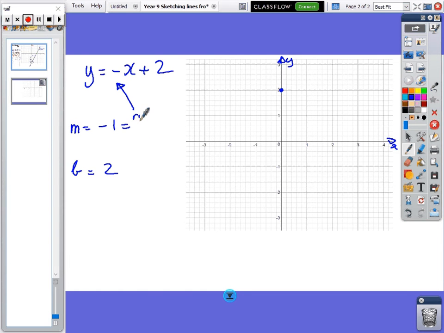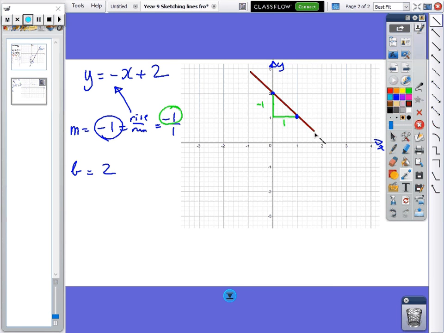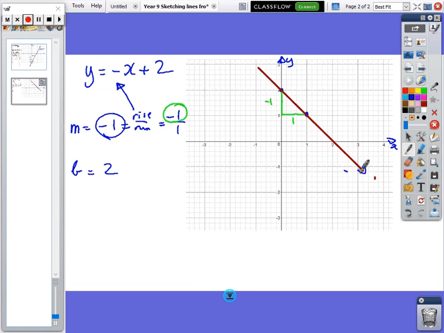Now, this is your rise and your run. So the simplest fraction of minus 1 is minus 1 over 1. Okay, that's the simplest way of writing that down. So we're going to go down 1 because it says rise is minus 1, and then we're going to run 1. So there's our minus 1 and there's our 1, and so our second point is there, and just make a straight line and keep it going so it looks something like that, and put arrows at each end. And so the label for that graph is y equals minus x plus 2.